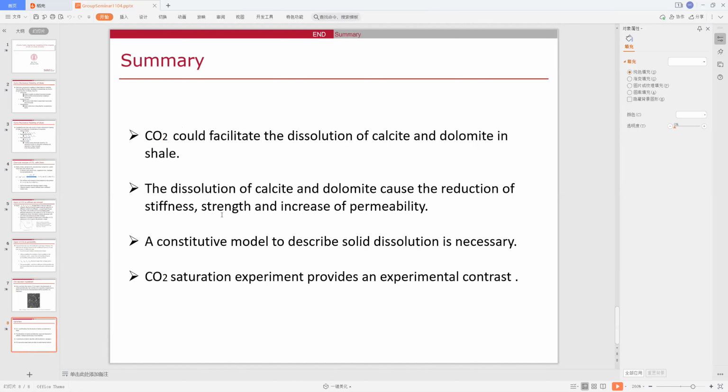To summarize this research, we know that carbon dioxide could facilitate the dissolution of calcite and dolomite in shale. The dissolution of calcite and dolomite causes the reduction of stiffness and strength, and increase of permeability. So we want to propose a new constitutive model to describe solid dissolution, and we want to include it in the traditional hydromechanical modeling framework. Finally, to provide experimental contrast, we also want to conduct a carbon dioxide saturation experiment. That's all for my presentation.